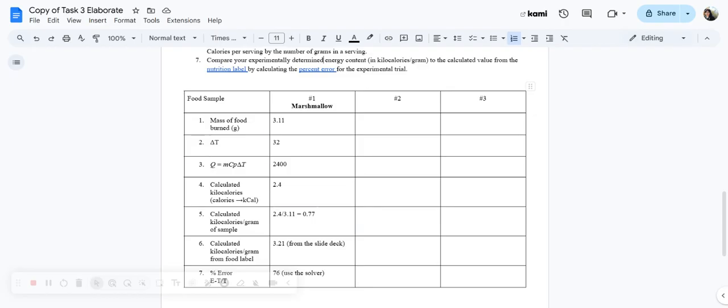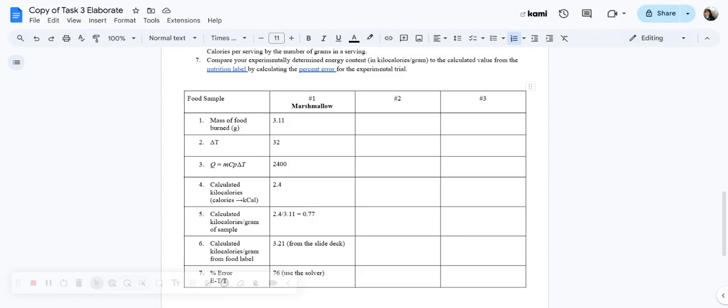From the slide deck, the marshmallow is actually 90 calories, and there's 28 grams in a serving. So I divide 90 by 28 grams in a serving so I could get the calories per gram, and I get 3.21 for the marshmallow.